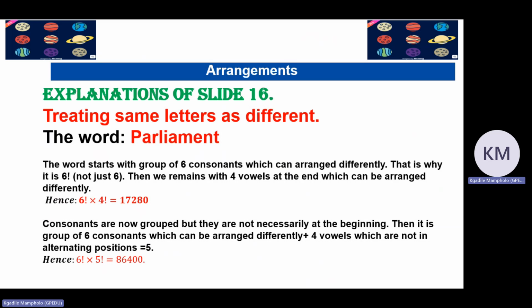The explanation of the one where we say the consonants are in alternating position. The consonants are now grouped, but they are not necessarily at the beginning. Then it is a group of 6 consonants, which can be arranged differently, plus vowels, which are not in alternating positions. The answer is 5. It means you play around with a group of consonants and 4 vowels which are not grouped. Hence we have 5 there.